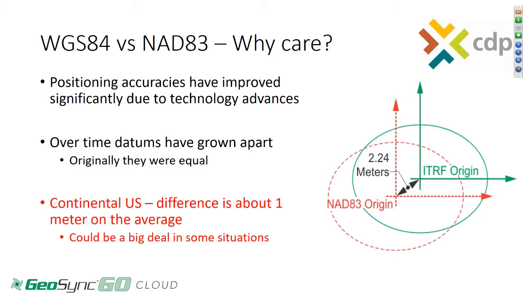Originally, these two datums were equal; exactly the same. But now, over time, they've grown apart. So they're not really equal. The difference in the continental United States, for example, in Kentucky, is about a meter. The difference in the coordinate published or calculated in WGS84 versus the same point calculated in NAD83 is about 1 meter or 3 feet on average in the United States.